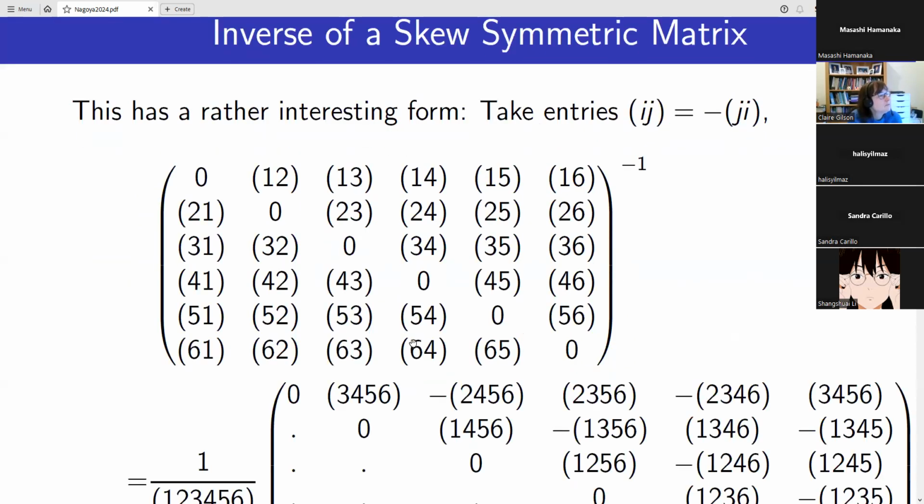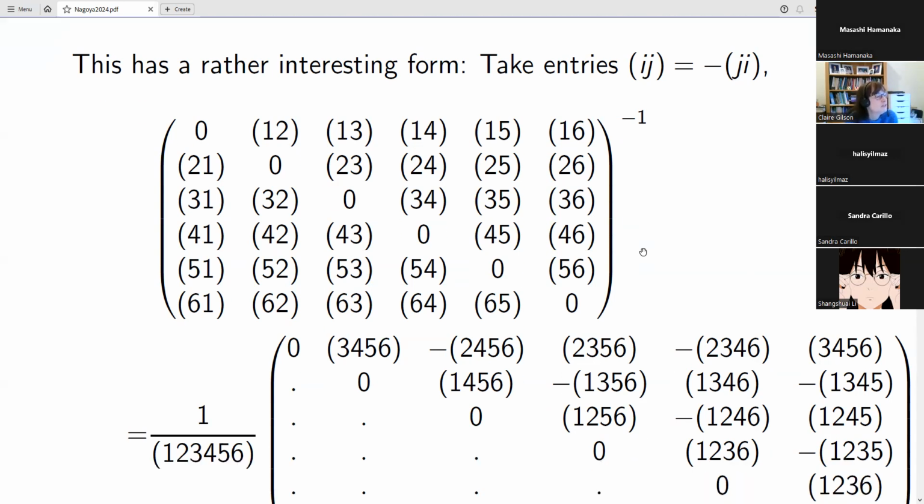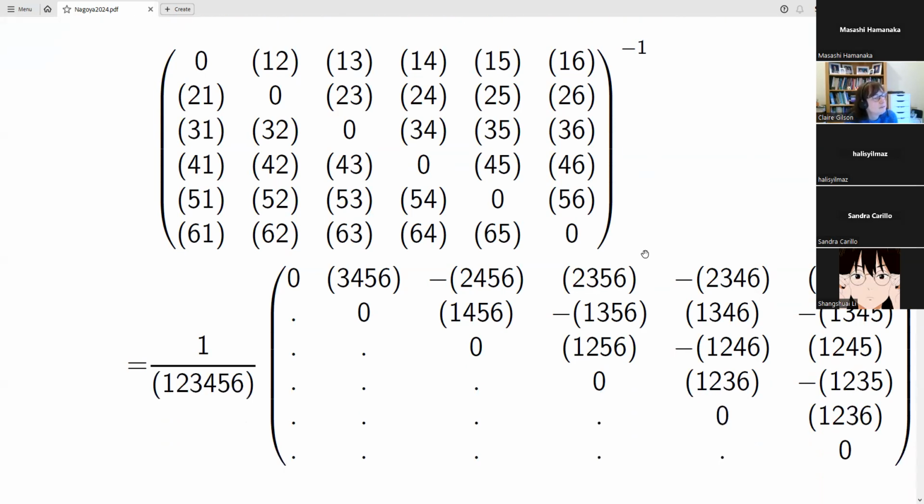So one thing I do want to show you is looking at the inverse of a skew symmetric matrix. Because this is quite curious, and this is going to tie up to your quasi-Pfaffians. So if I take a matrix that's got entries ij, a skew symmetric matrix, in terms of this notation, what I find is that the inverse, not surprisingly, is also a skew symmetric matrix. And the entries can be written in terms of a ratio of Pfaffians.